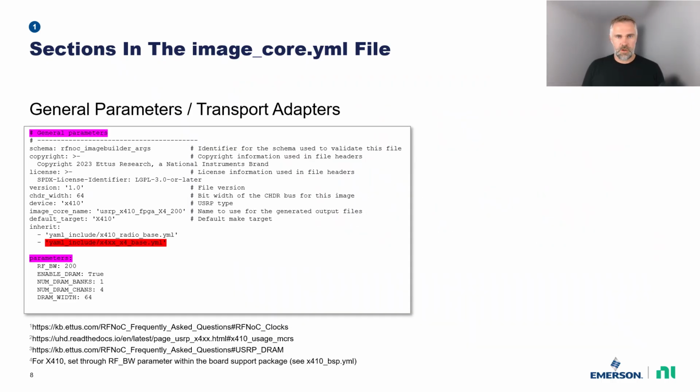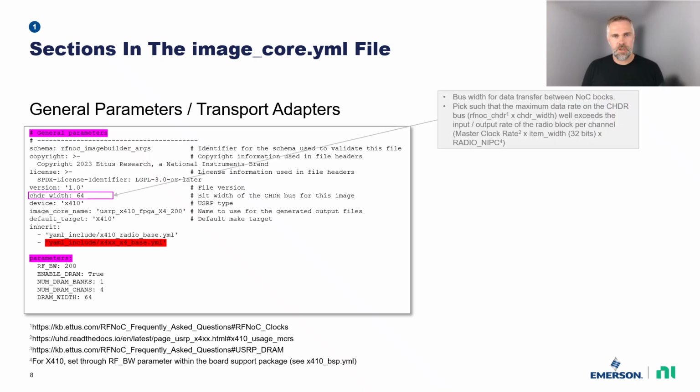We'll start with the general parameters section and go through its parameters. Be aware that these parameters may vary depending on the USRP type. The CHDR width parameter determines the width of the CHDR bus that connects the different NoC blocks and impacts the maximum data rate that can be transported over that bus.